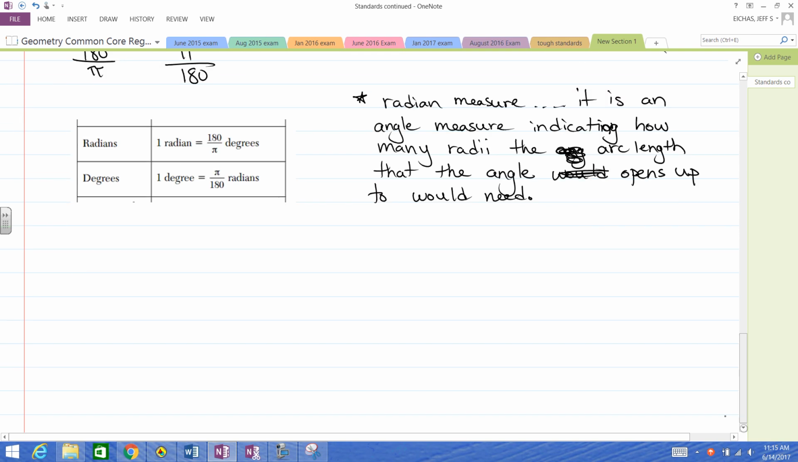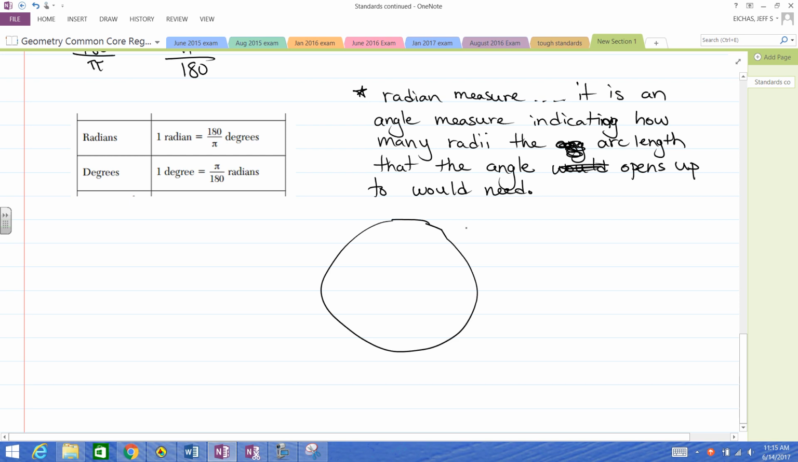Now, let me show you what I mean by that. So, here's a circle, right? This angle measure right here, theta, is probably more than 1 radian. What we're saying is, how many of these radii along this arc length? It'd be a little over 1, is my guess. I would need 1 radius to go from here to here, plus a little bit more. So let's just call it 1.2. So this angle measure might be about 1.2 radians.